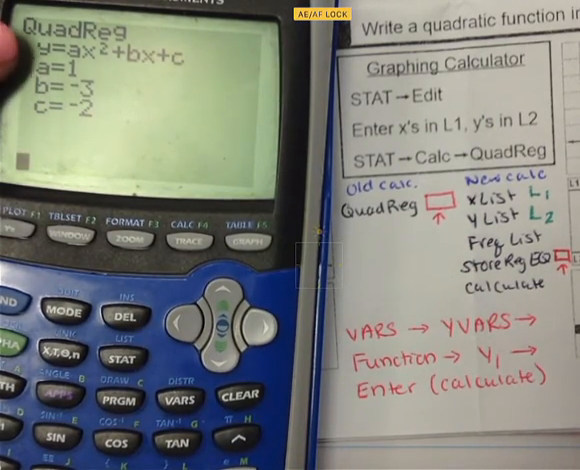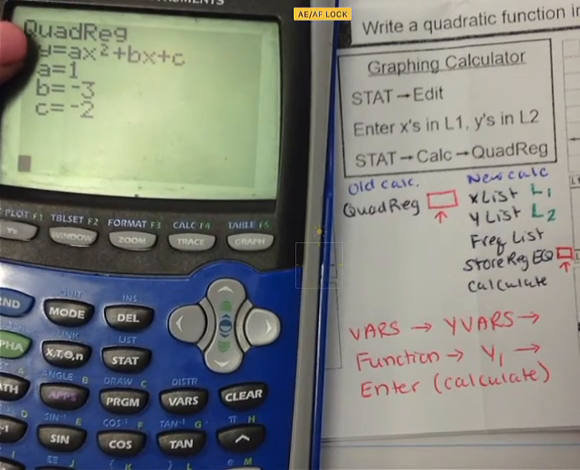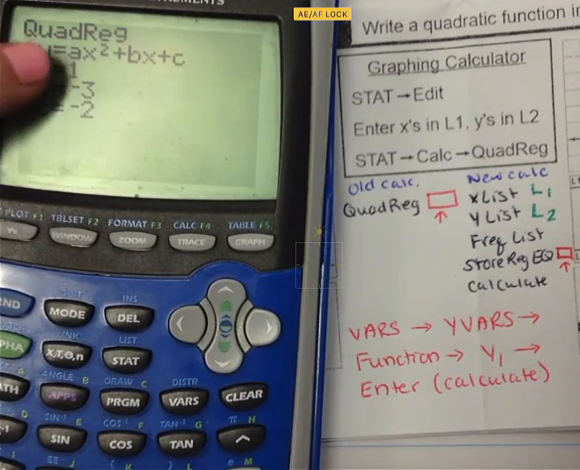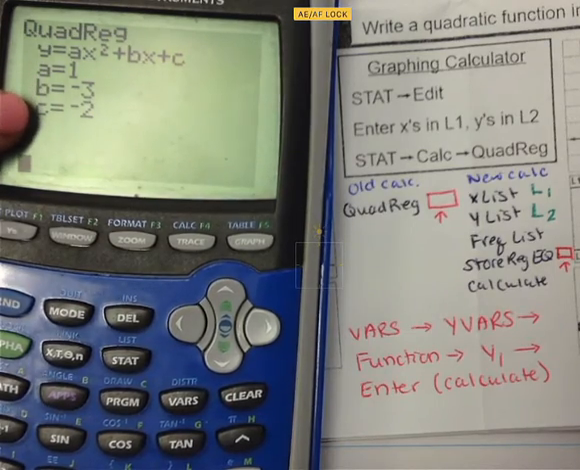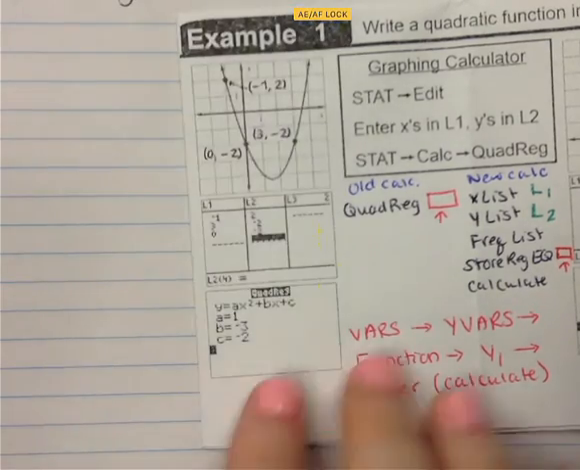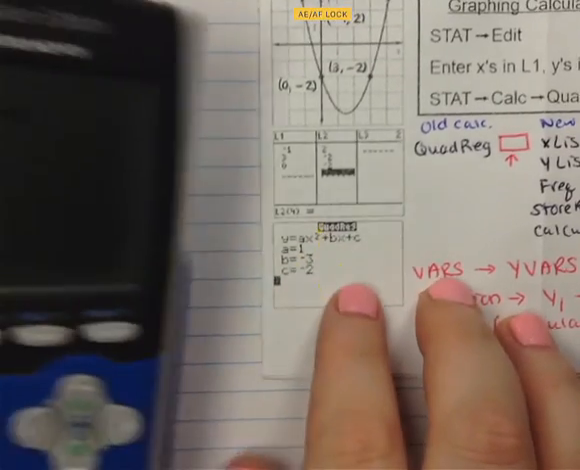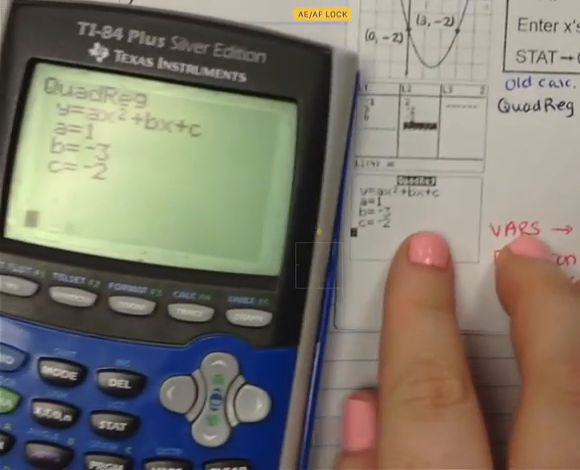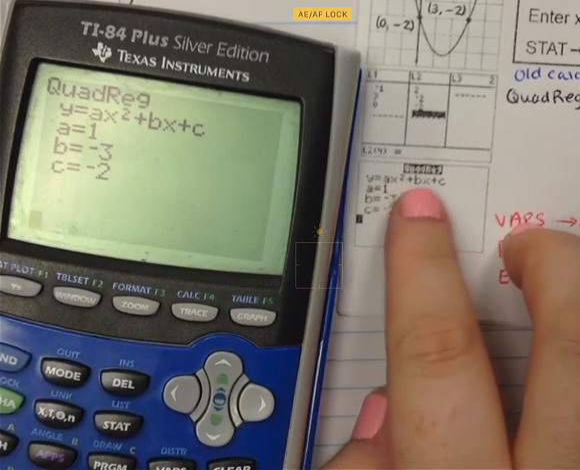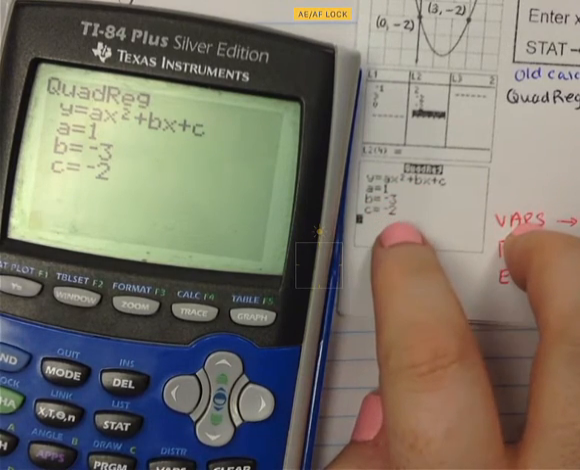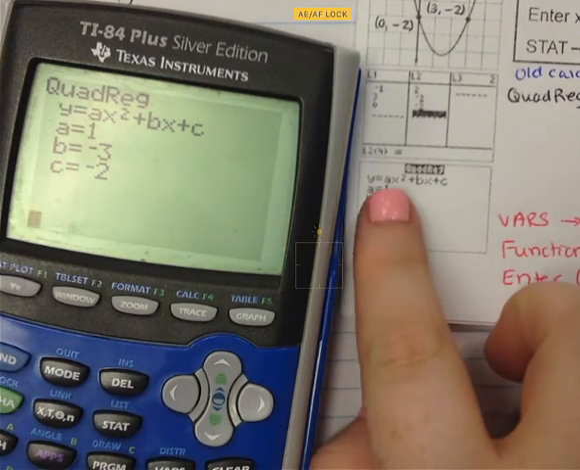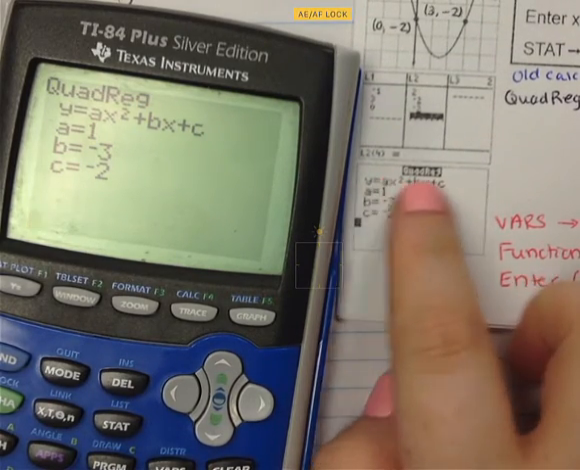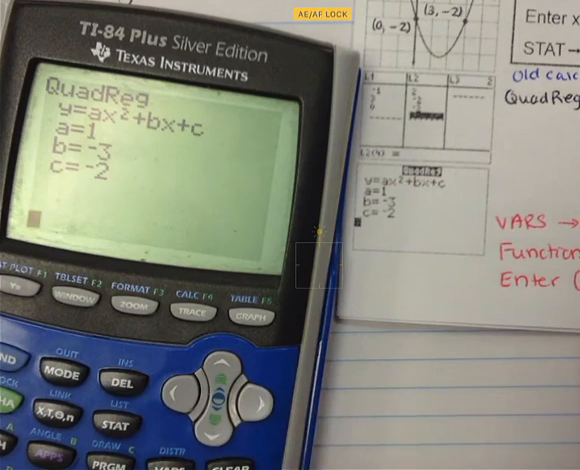Now what we have here is the quadratic equation, y equals ax squared plus bx plus c. And we have our value of A, our value of B, and our value of C. So this is what our screen looks like. Y equals ax squared plus bx plus c, a equals 1, b equals -3, and c equals -2. Now that we have these values, we can plug our a, b, and c into this equation and have our quadratic equation.